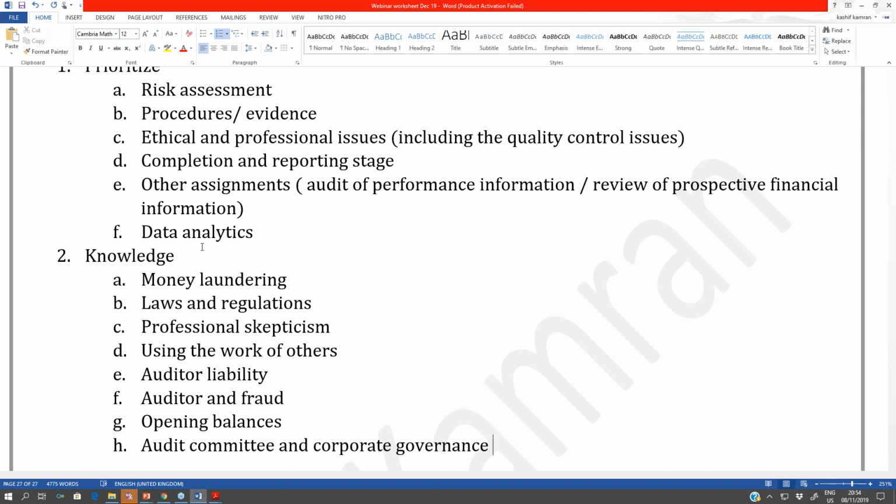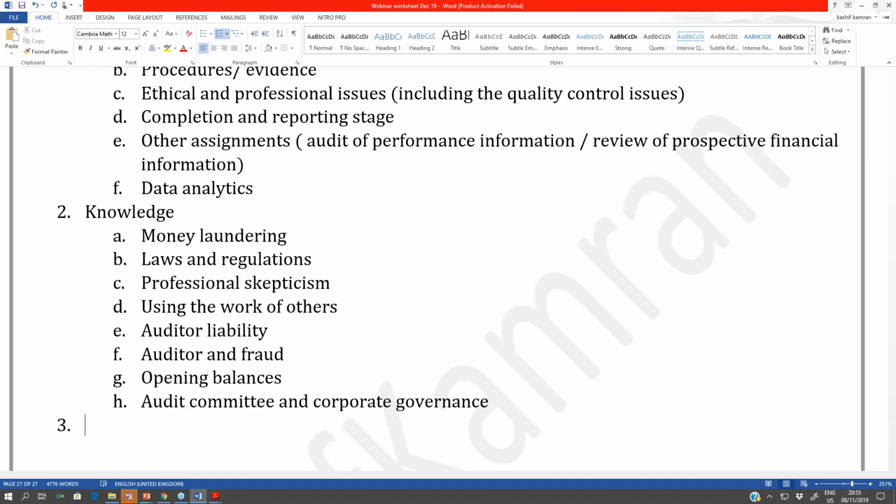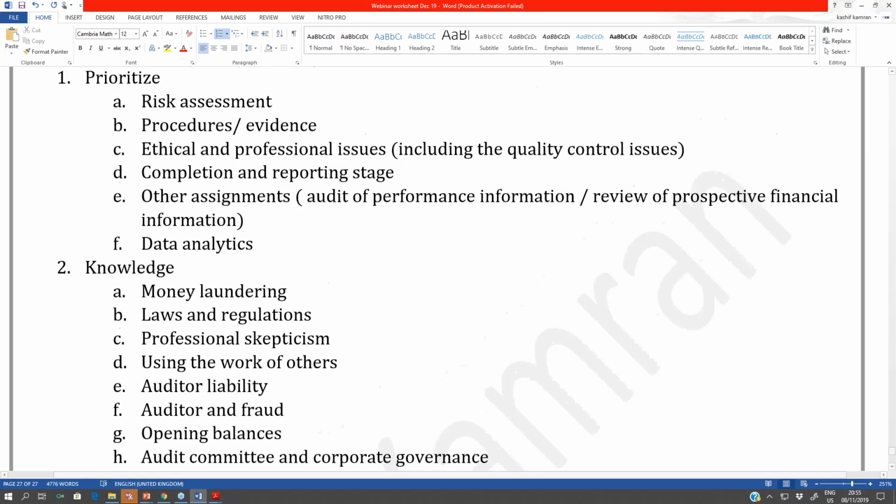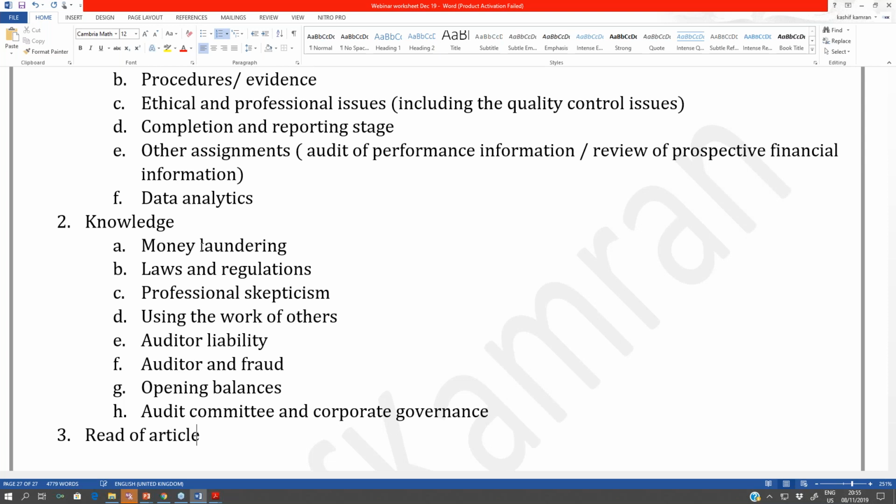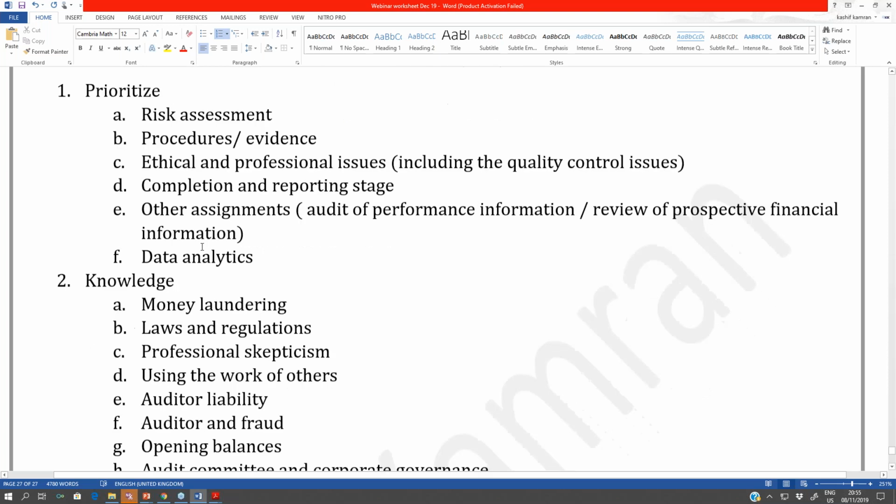So you need to make a timetable to watch the June 19 webinar. You need to make a timetable of watching the September 19 webinar. And if you have participated live in this webinar, then that's wonderful. So try to make your priorities for watching the webinars, reading the articles, prioritizing the areas, because that's the way you can prepare yourself for exams. Also remember, reading of articles is very important. That's three things, right? Prioritize the areas, knowledge, and read the articles.